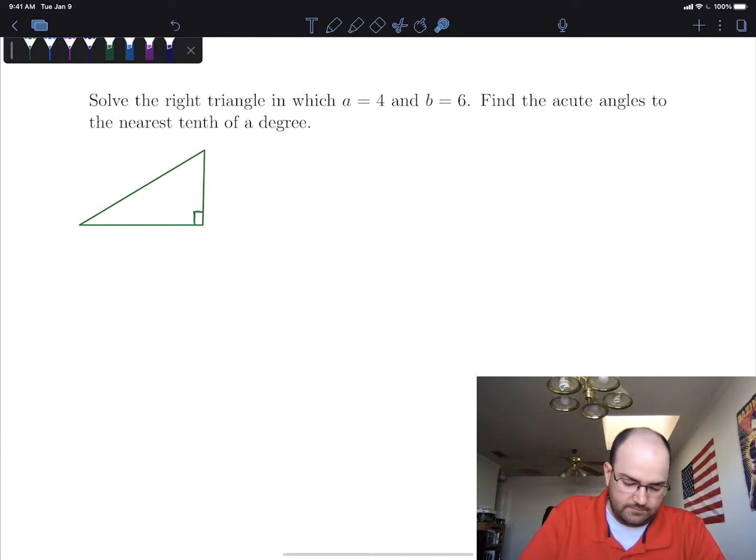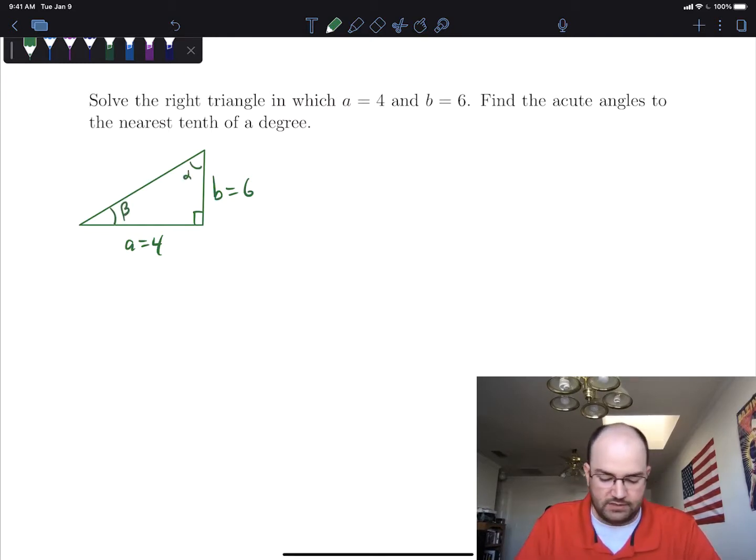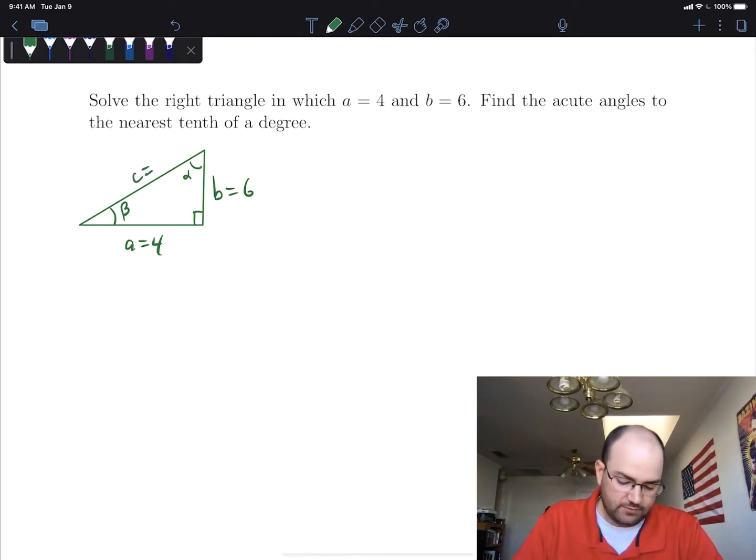If a is a leg and b is a leg, that means that alpha is opposite A and beta is opposite B. We don't know either of those two. C we have right here.